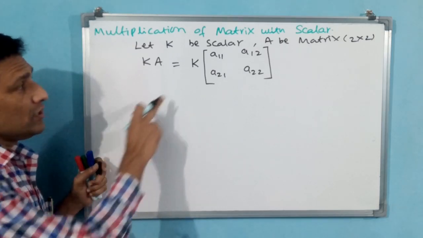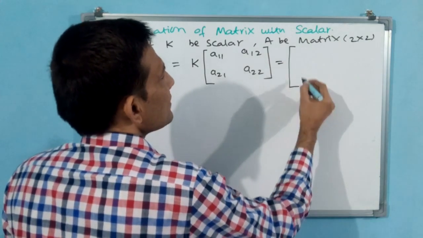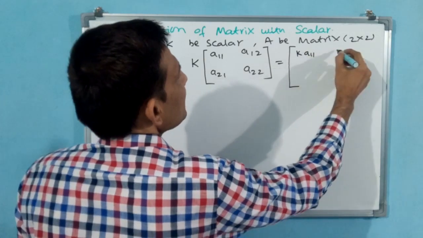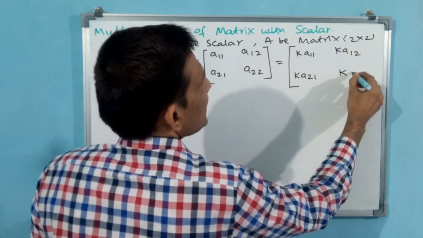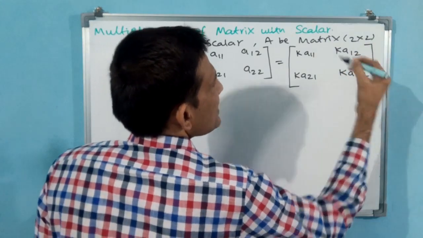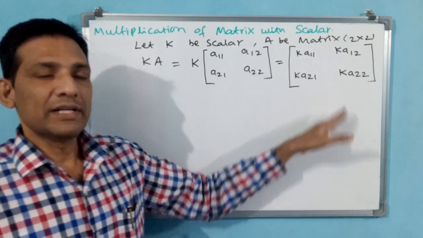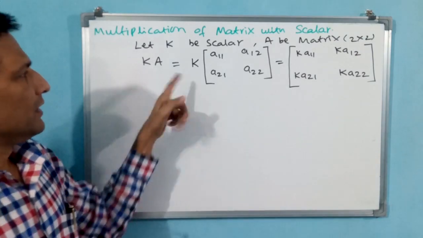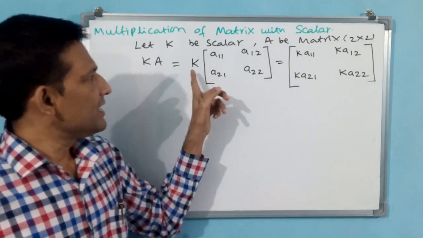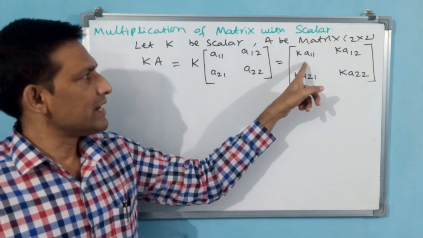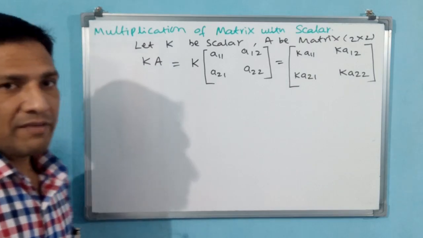K into A. Then you see, first you have to write outside. Then again it will enter inside. KA11, KA12, KA21, KA22. You understand? Now see, Ka means like this. First you have to write, then again this K has to go inside. If it goes inside, it will multiply with every element.